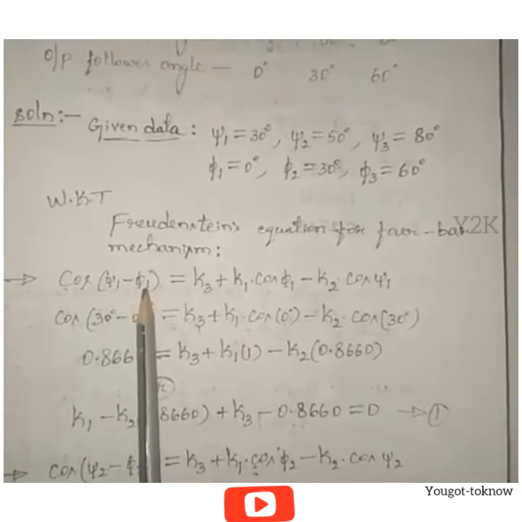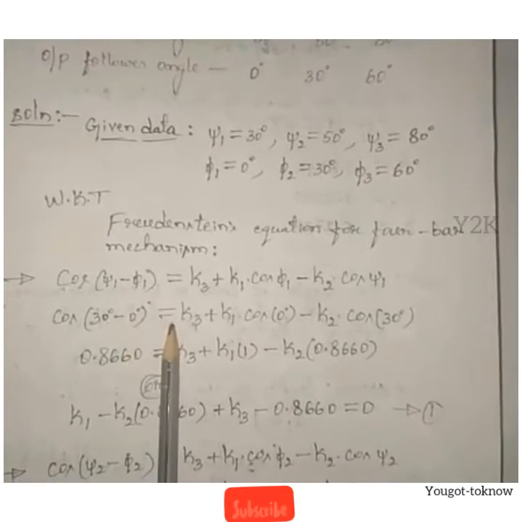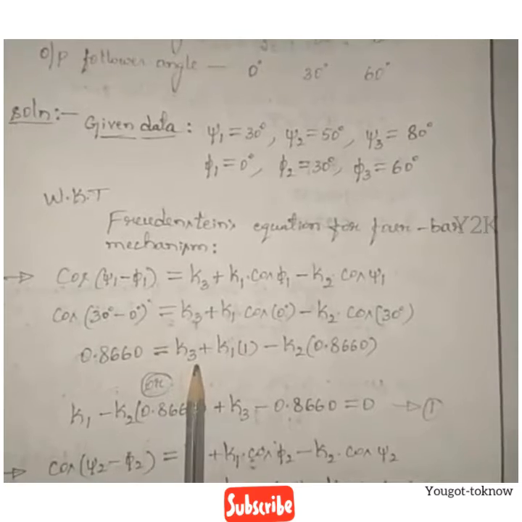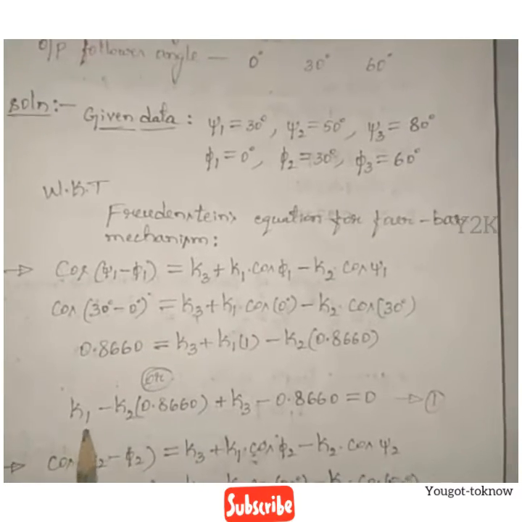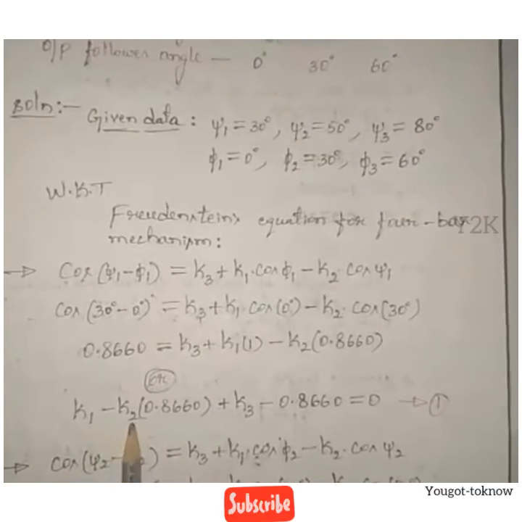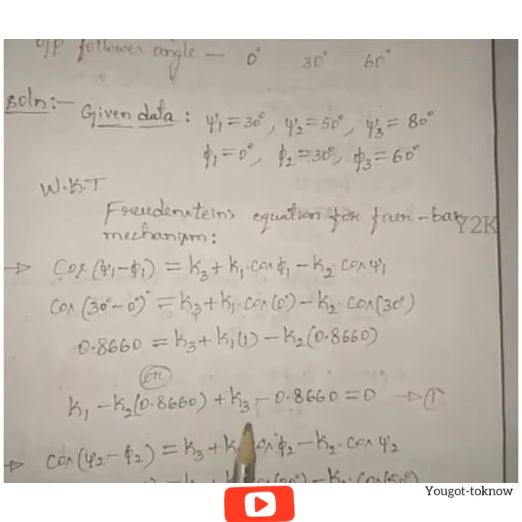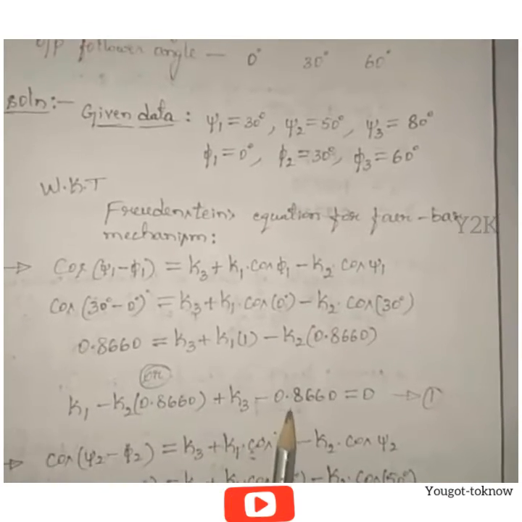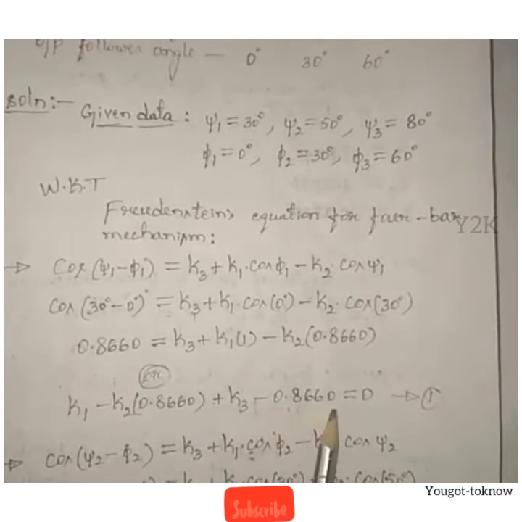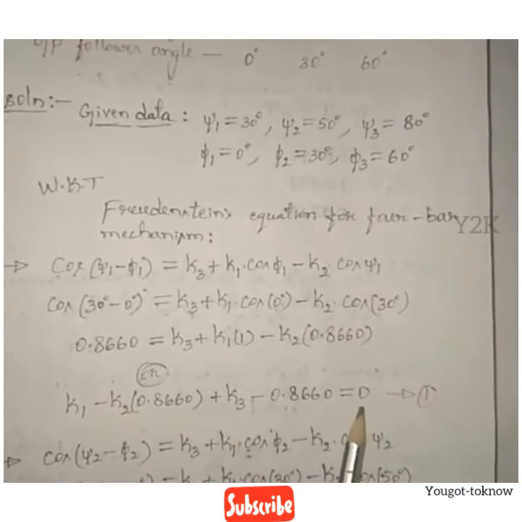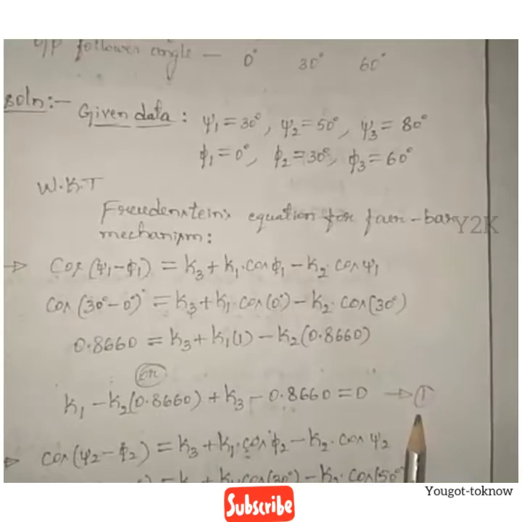Using the Freudenstein equation with respect to Xi1 and Phi1, where Xi1 is 30 degrees and Phi1 is 0 degrees, substitute in the equation and simplify. Then we get K1 minus K2 into 0.8660 plus K3 minus 0.8660 equals 0. Call it equation number 1.